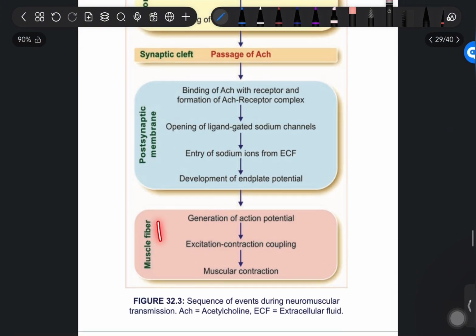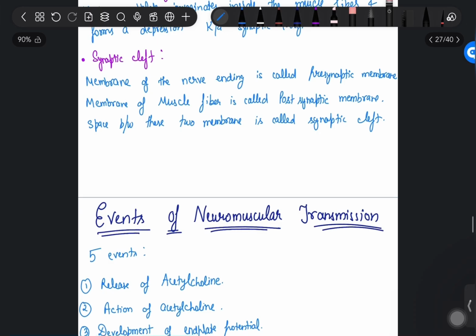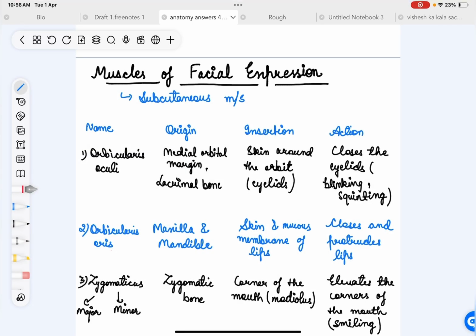Now, in the muscle fiber, what happens? The generation of action potential causes excitation-contraction coupling, due to which the muscle will contract. If you want to read about excitation-contraction coupling, you can go through the book of physiology. So this is all about the neuromuscular junction and how the muscle receives signals. Moving forward, our next topic is muscles of facial expressions.